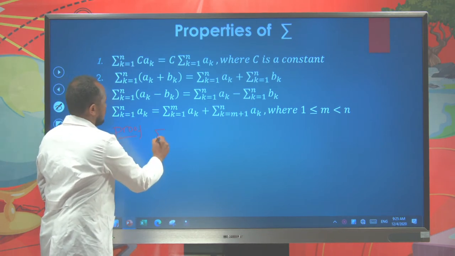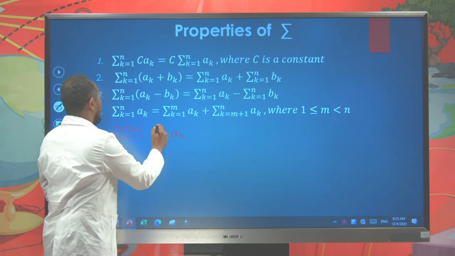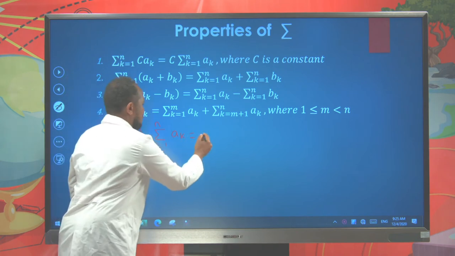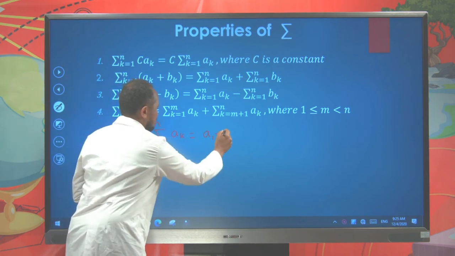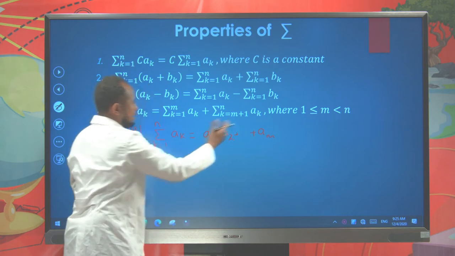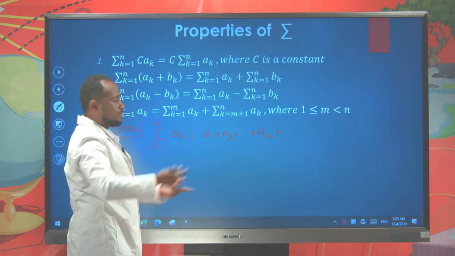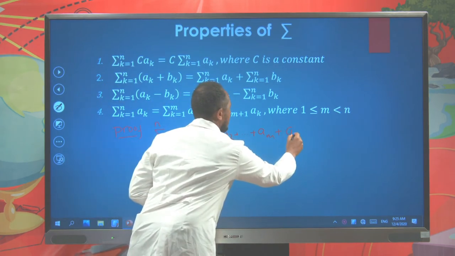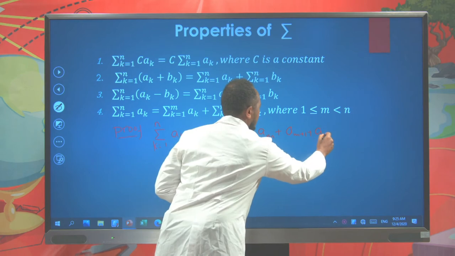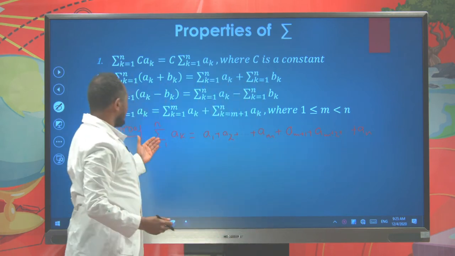The summation of AK, K starts from 1 up to N, is equal to, this can be written as A1 plus A2 plus up to AM. I can write like this. And then plus the next term after M, this M plus 1's term. So this is A(M+1), plus the next term A(M+2), plus it goes on up to the N's term. So I can write this in this form.